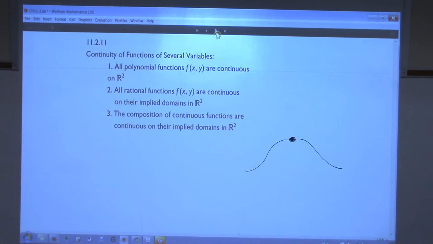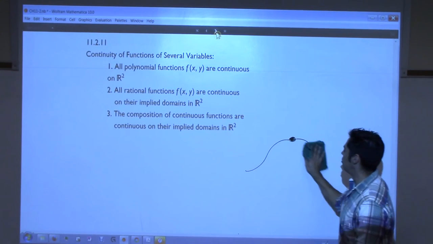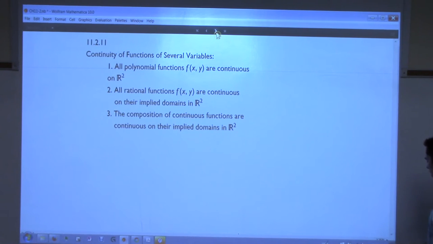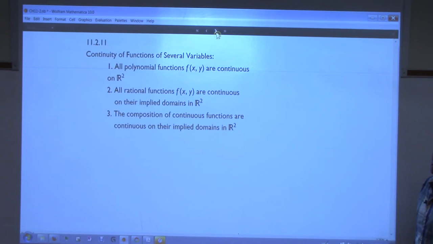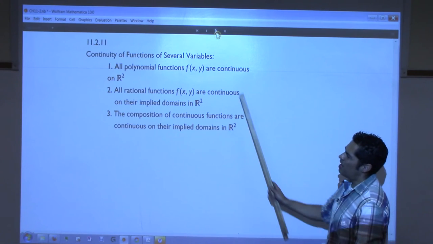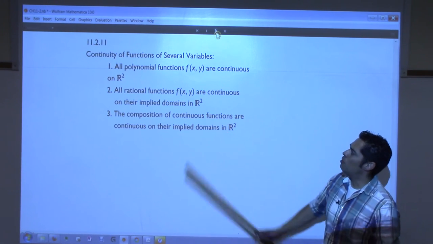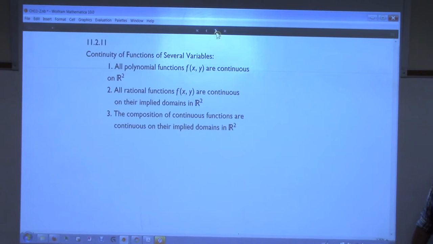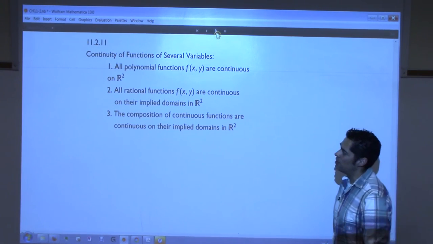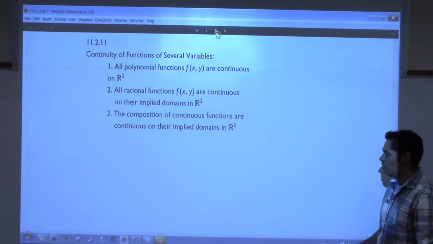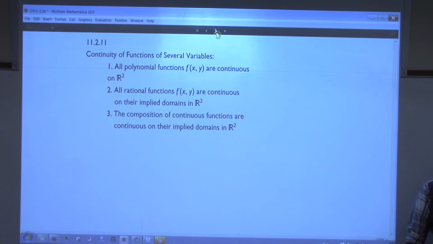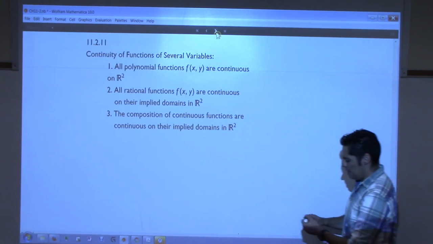But we will use this result. And this, again, ties into Cal 1. What types of functions are continuous? So from Cal 1, you know, all polynomials are continuous. All trig functions and rational functions are continuous on their implied domains. So it's kind of the same sort of thing. All polynomial functions of x and y are continuous everywhere. All rational functions are continuous on their implied domains. And the composition of continuous functions are continuous on their implied domains.